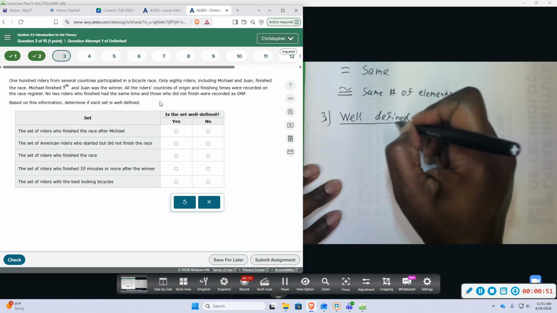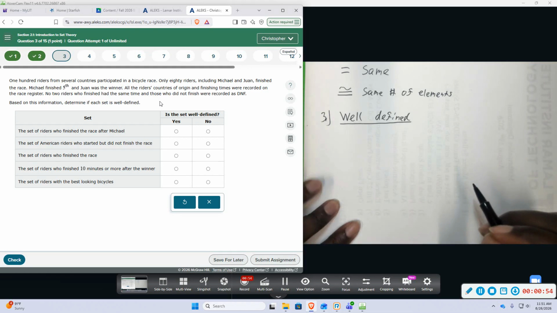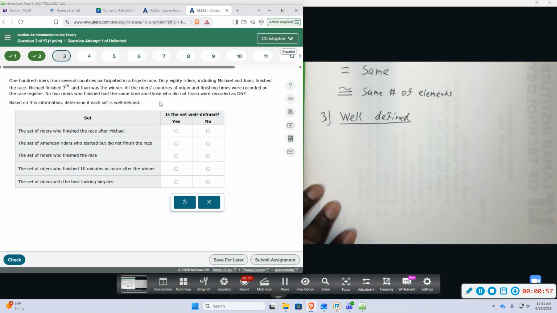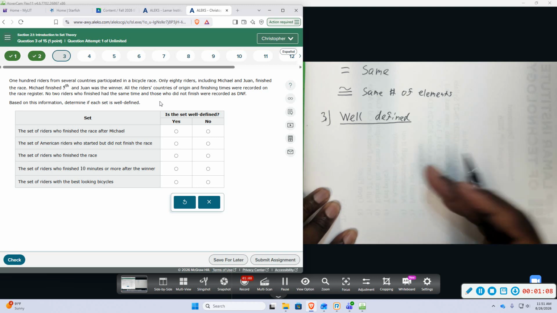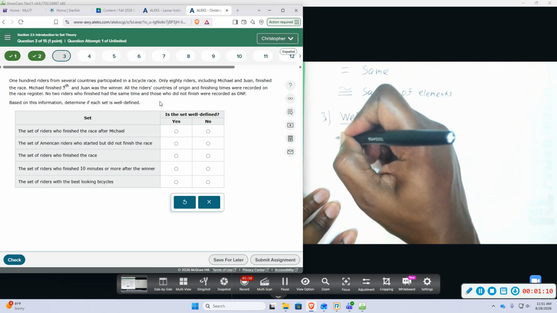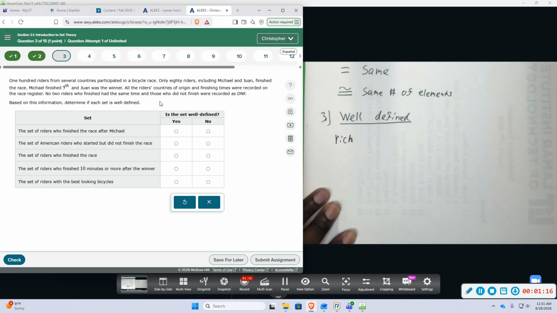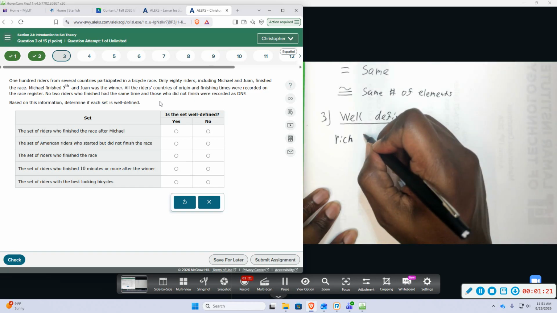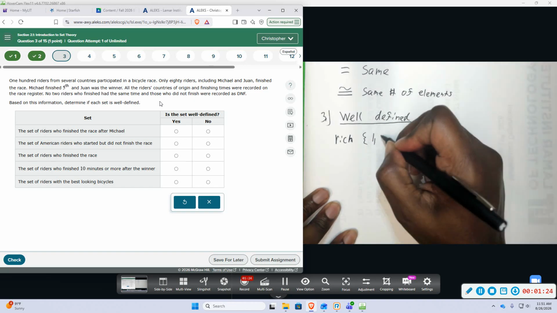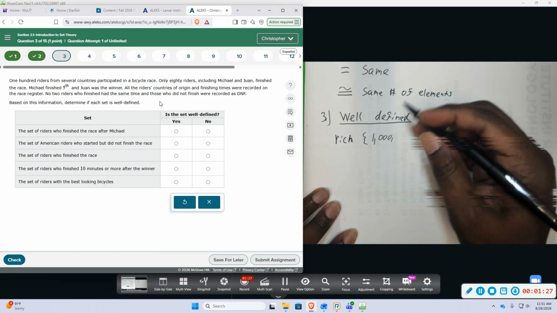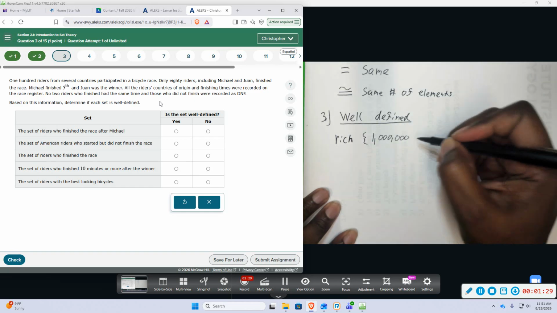Just in its simple form, well defined means that all of us would come up with the same answer. So let's just say, if I wanted to say, how much money do you have to have in order to be rich? Rich is going to be subjective based on person to person. Some people might say that $1 million is rich. Some people might say you need to have multiple millions of dollars.